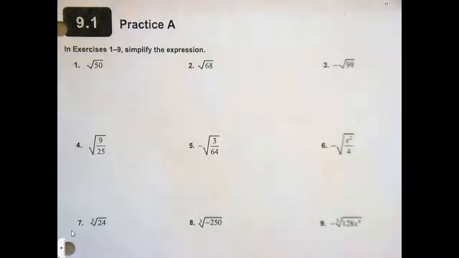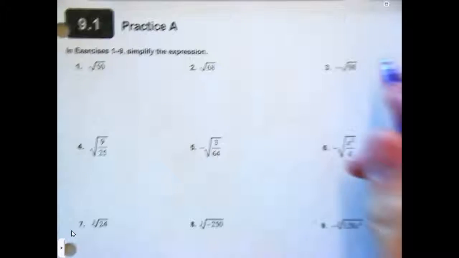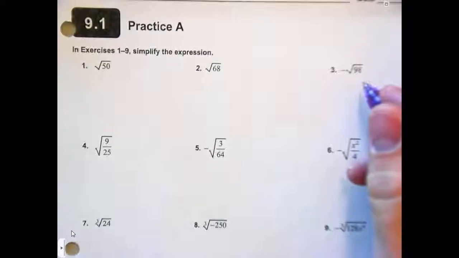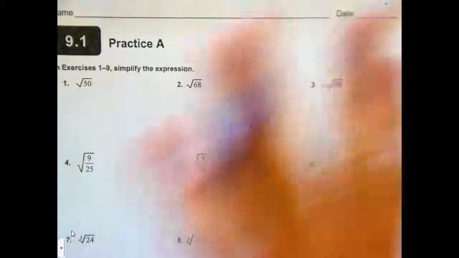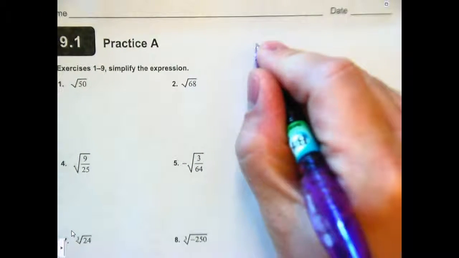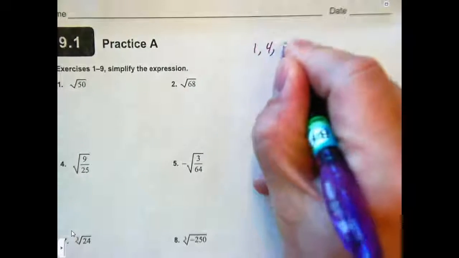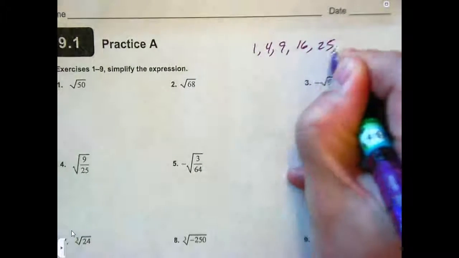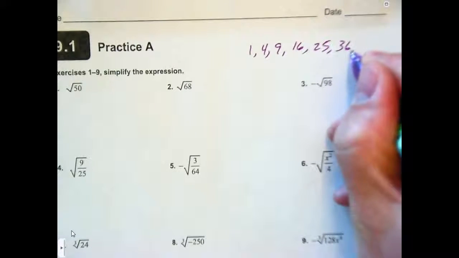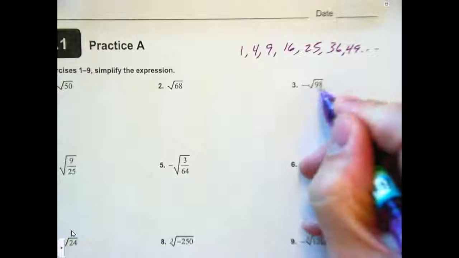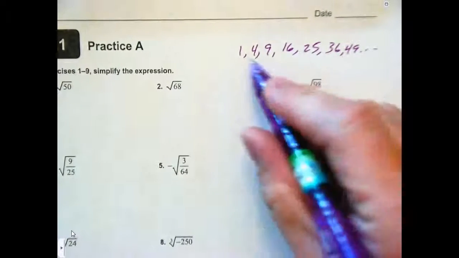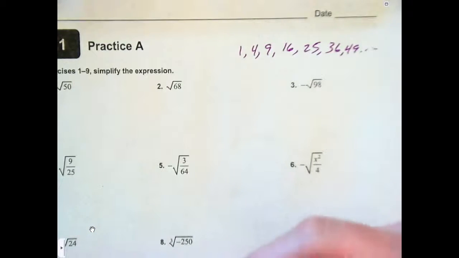Let's start with 1 through 6. What kind of questions do we have? Yeah. So for number 3, if you can't really find the square root of 98, maybe at the top of all your papers, anytime you're dealing with square roots, just write your perfect squares. So you have 1, 4, and we can keep going on that. You write all your perfect squares down, and then if it's not a perfect one, you say which of those perfect squares go into it. If none of them do, then you can't simplify it.